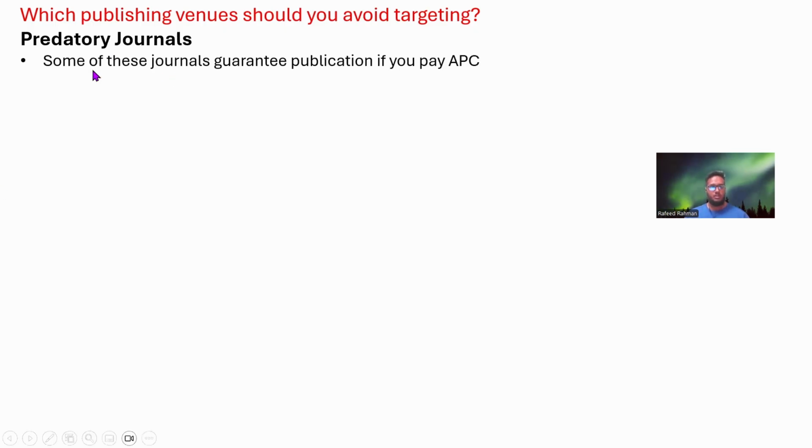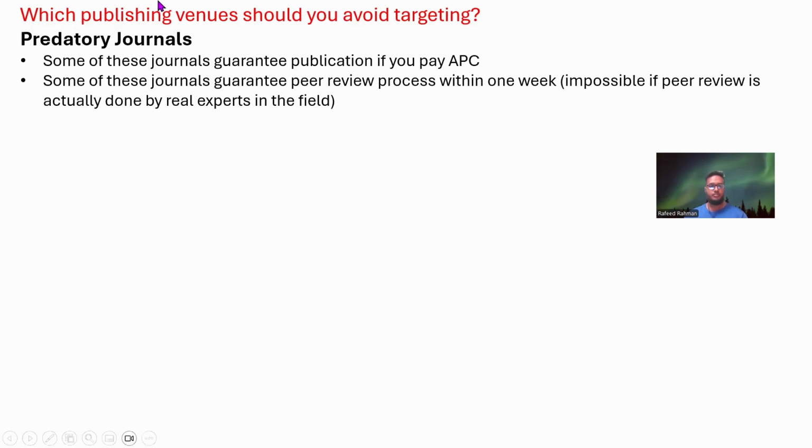So first of all, some of these journals will guarantee publication if you pay the APC, the article processing charge. So it's basically money for publication, not quality for publication. The next thing is some of these journals guarantee a peer review process within 1 week, which is quite impossible because experts in the field are really busy people and you cannot give them 1 week and expect to get reviews from them within 1 week. And this is, I think, the big sign of a predatory journal, because the journal will probably not be indexed in Scopus or Web of Science or PubMed. So it's not indexed in any of these indexing databases.